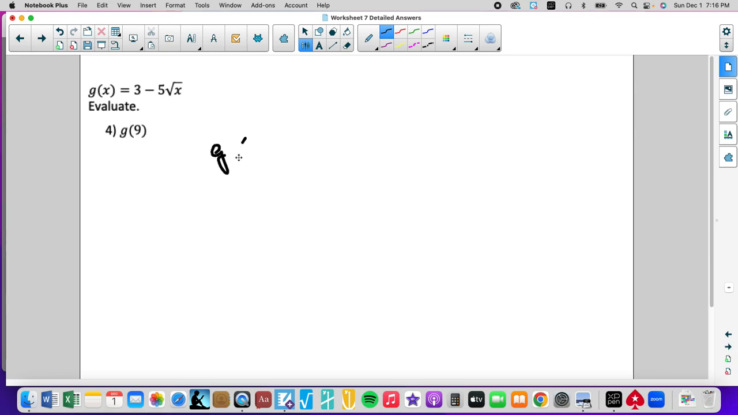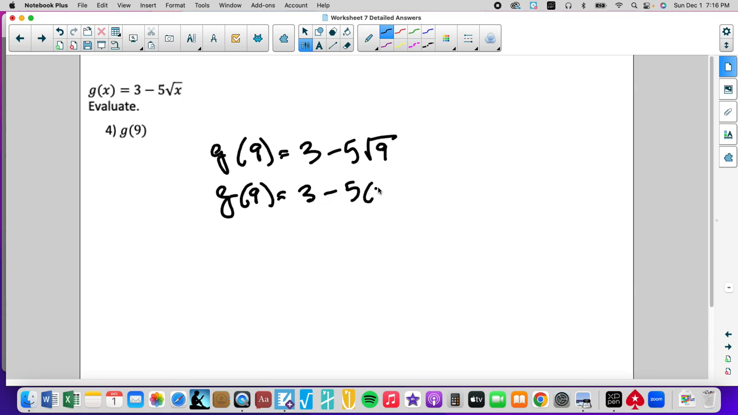G of 9. Notice all these inputs to this point are perfect squares, so it makes simplifying a little bit easier. Square root of 9 is 3. G of 9 equals 3 minus 15. G of 9 equals negative 12.